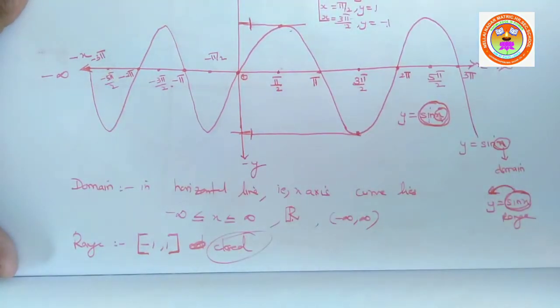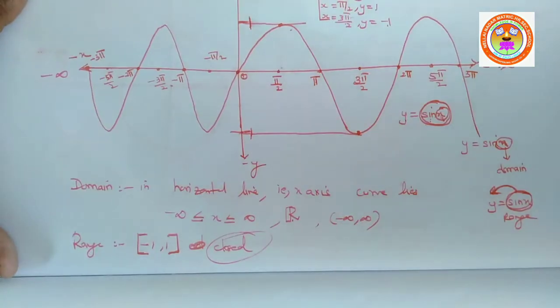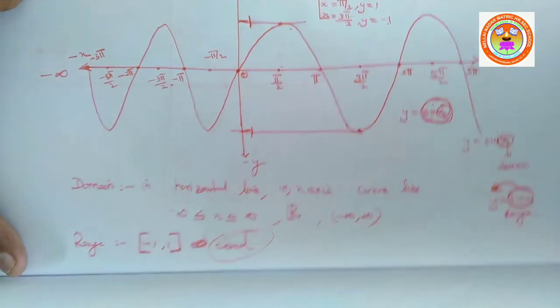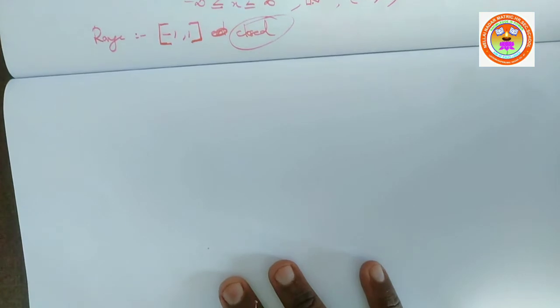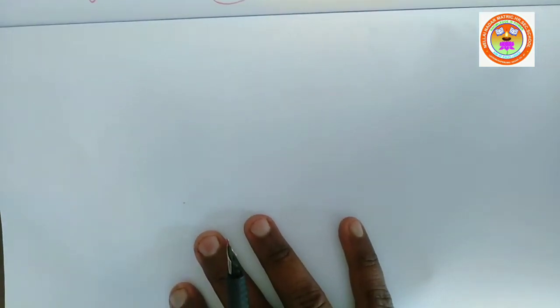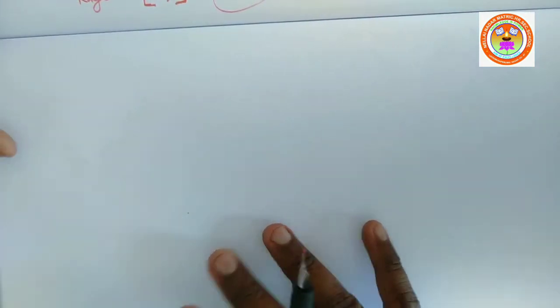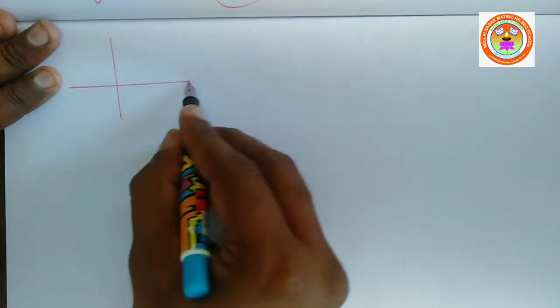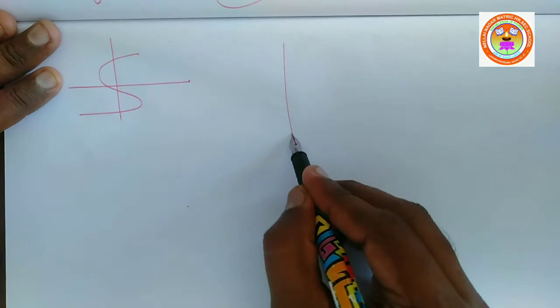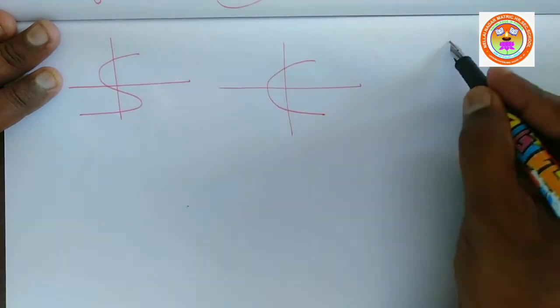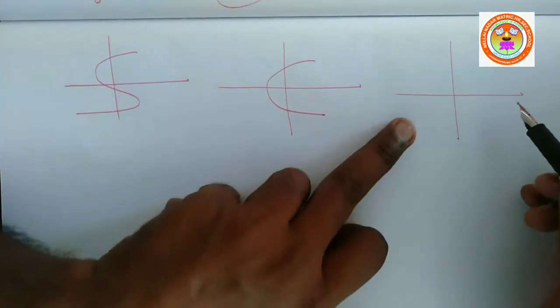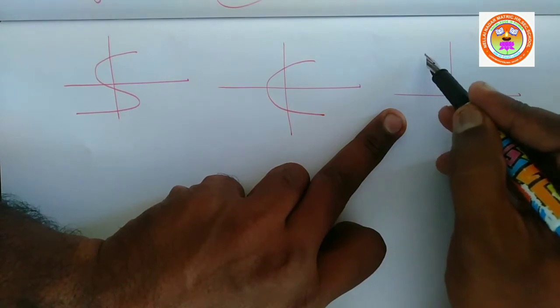That's all, finished. Now we are going to move towards the principal domain. This principal domain is a very, very important topic. Before moving to the principal domain, I need to teach you one-to-one. What is a one-to-one function? Suppose this is the curve. I have given a few examples of curves.